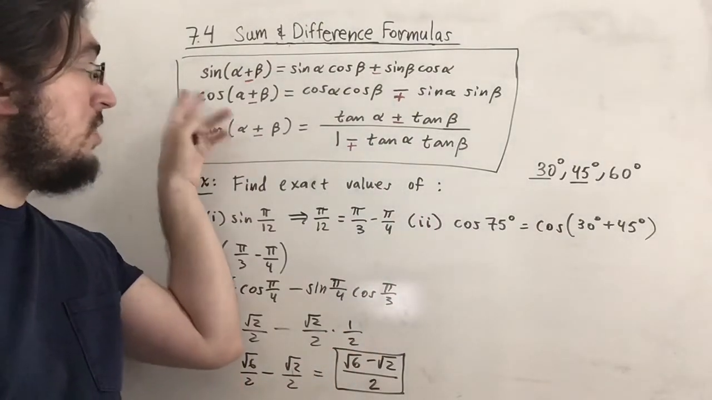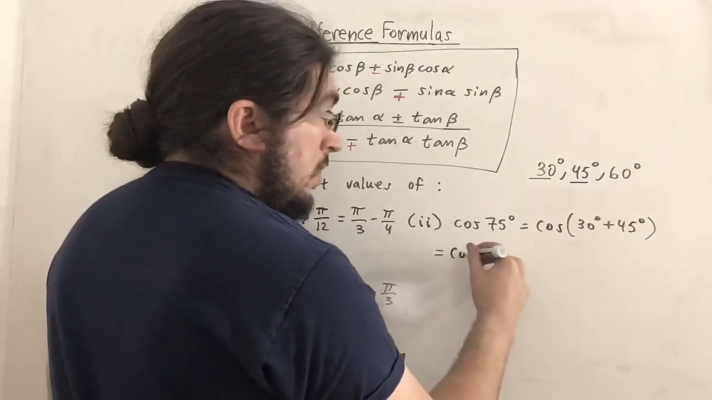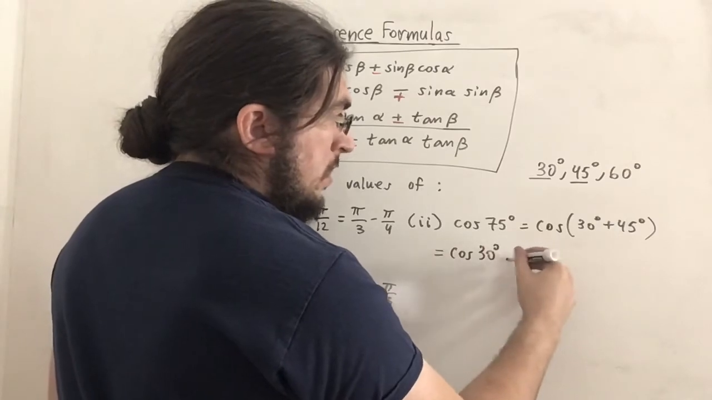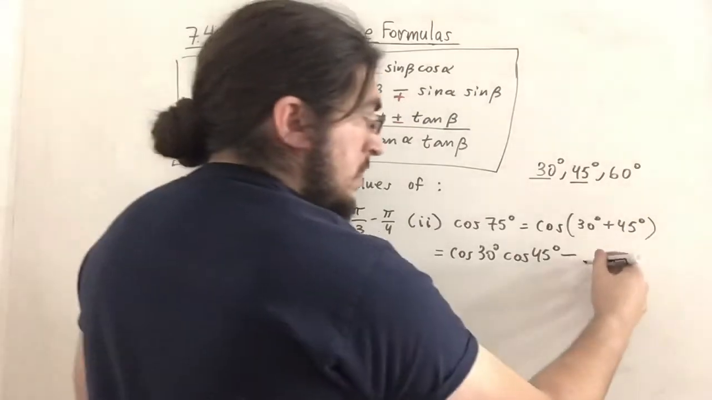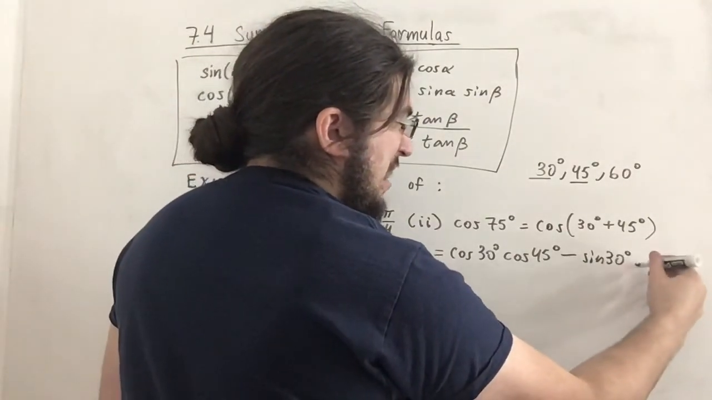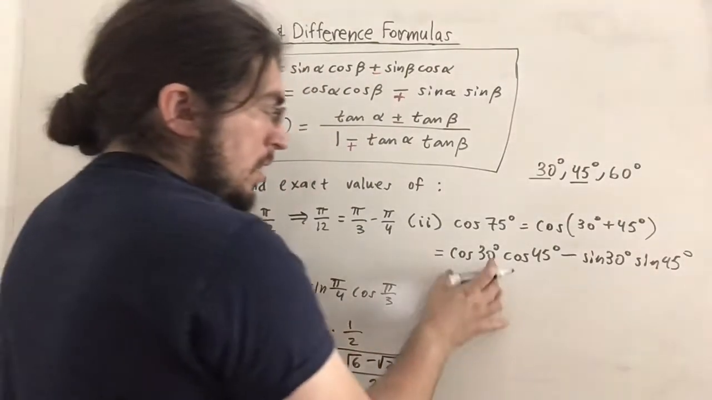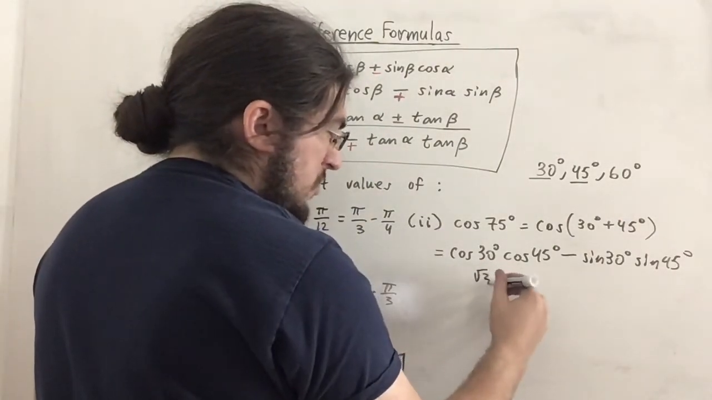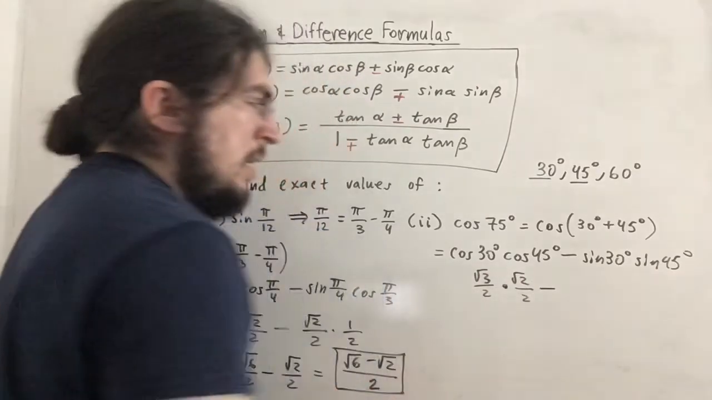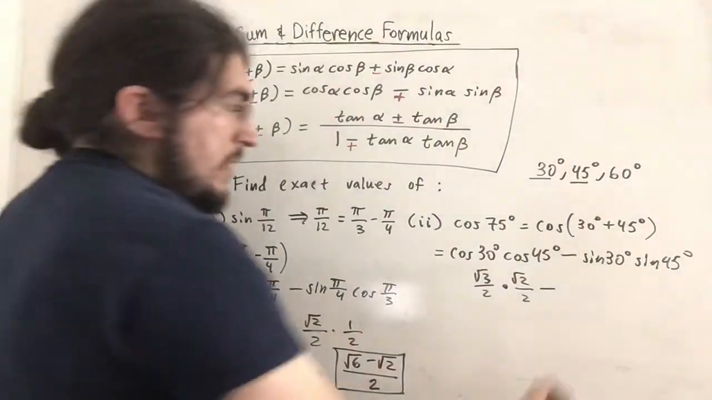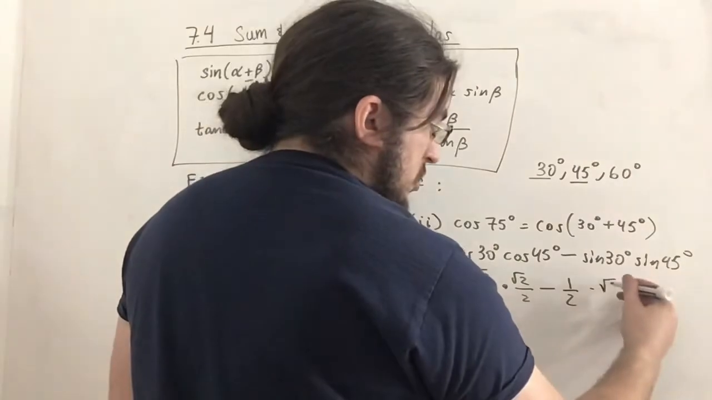So this is actually legitimately an addition formula for cosine. So we're going to use cosine of, well, the black signs, alpha plus beta. So this will be cosine 30 degrees, cosine 45 degrees, minus sine of those values. So sine 30, sine 45. And now what we need to do is just evaluate them, of course. Cosine of 30 is radical 3 over 2. Cosine 45 is radical 2 over 2. That's a times. Minus sine of 30 is 1/2. And sine of 45 is radical 2 over 2.